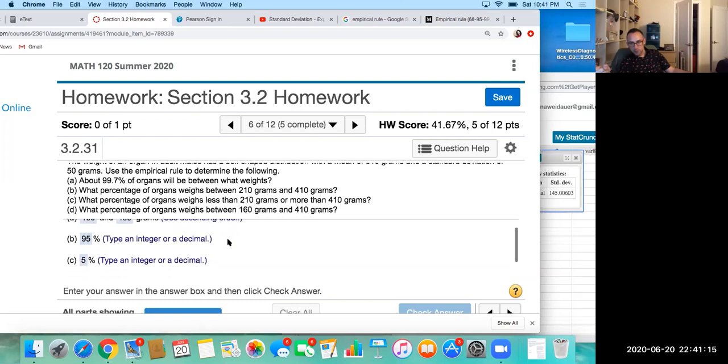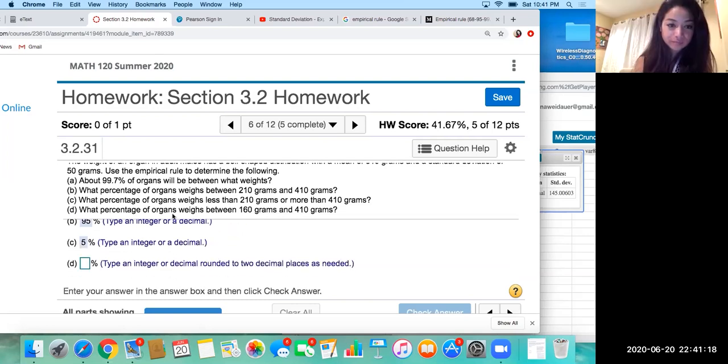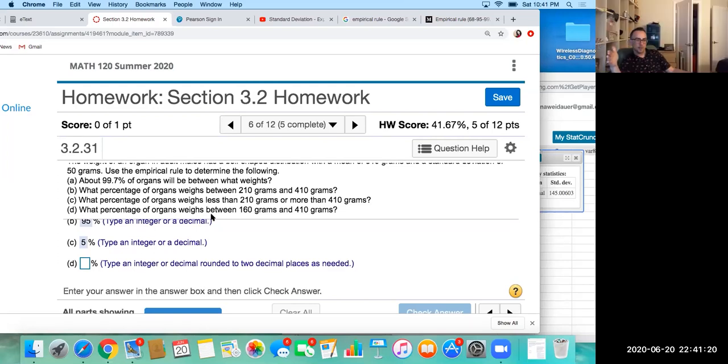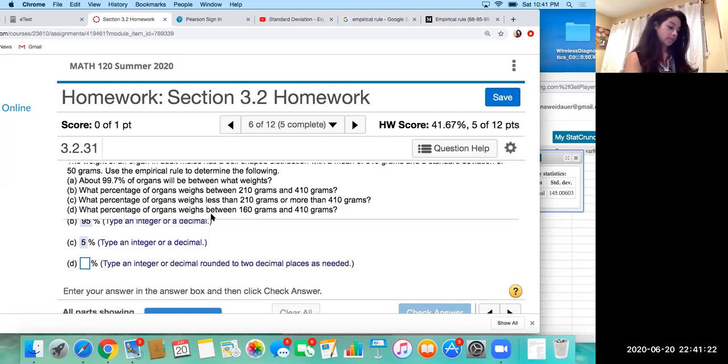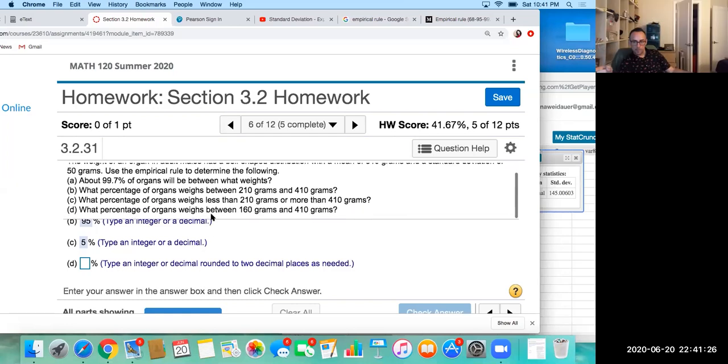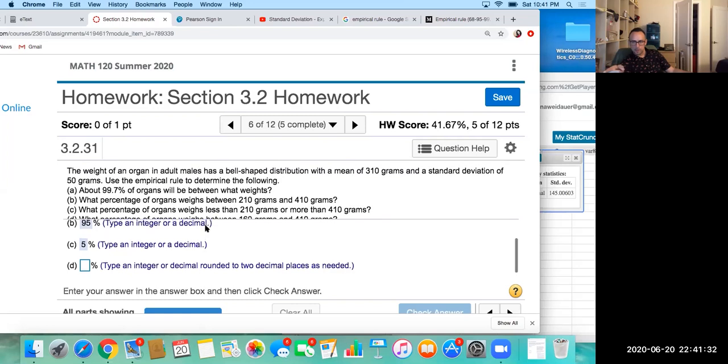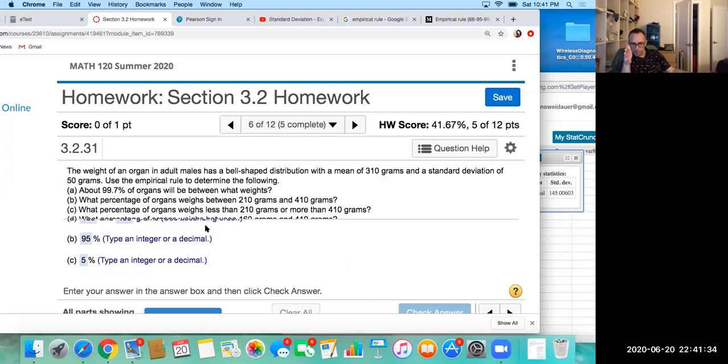So remember, 410 was the upper limit for the 99.7. You said 110 was the upper limit? No, 410, right? Remember in part B? Yes. Actually, what was that? Well, that was the upper limit for the 95%, right? In part B? So think about that for a second. 410 and 210, they contain 95% of the data, right? Think about this for a second.